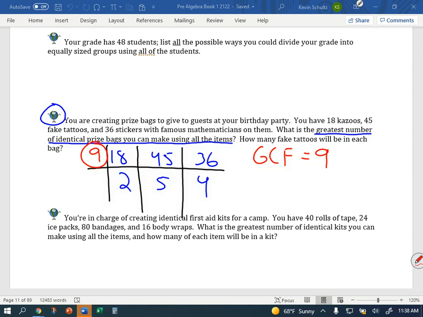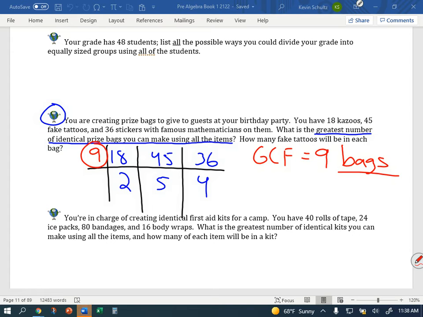What does the 9 represent? You're saying things that are right, but they're not the right answers to my question. What does the 9 represent, Tony? Which represents what? Lexi? The number of bags you can make. Okay? It's important to understand what these numbers mean. The greatest common factor here represents the number of bags you can make.